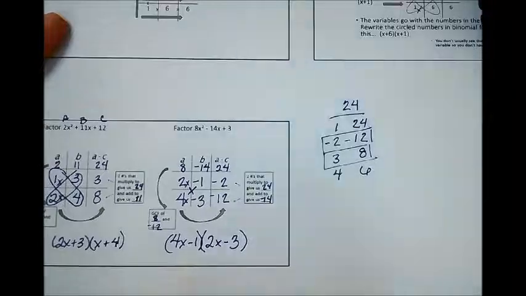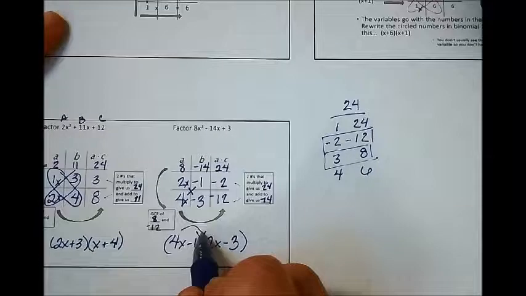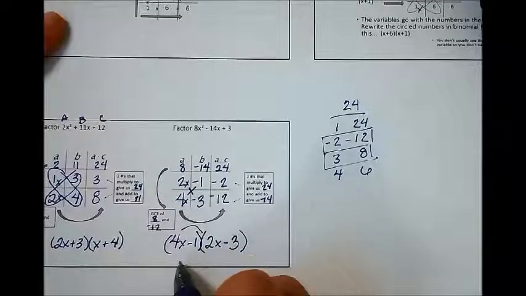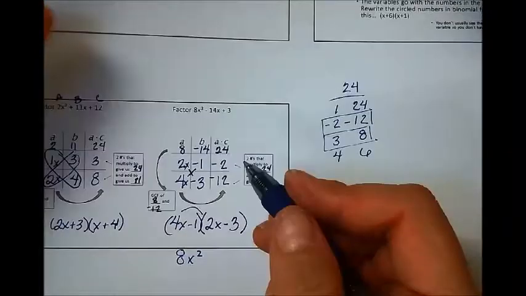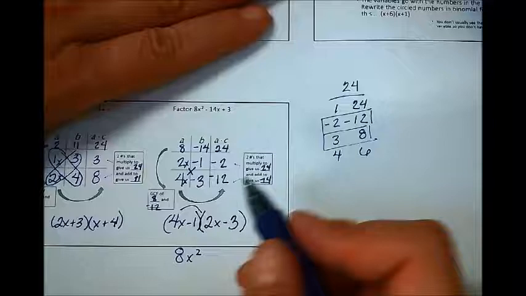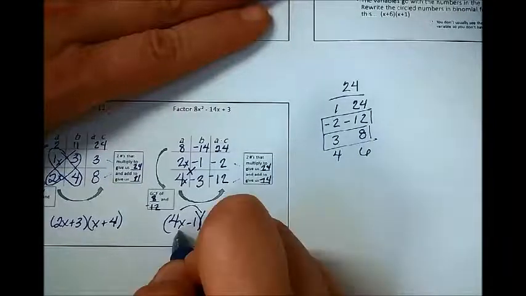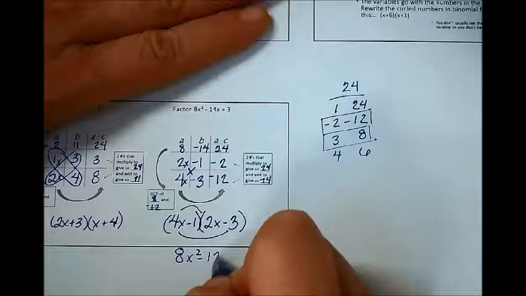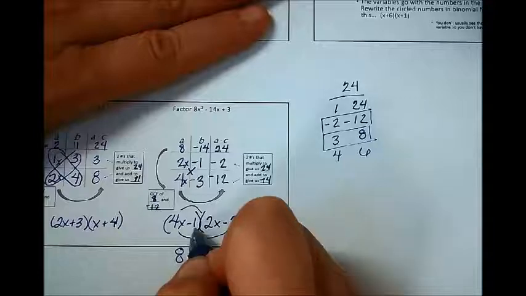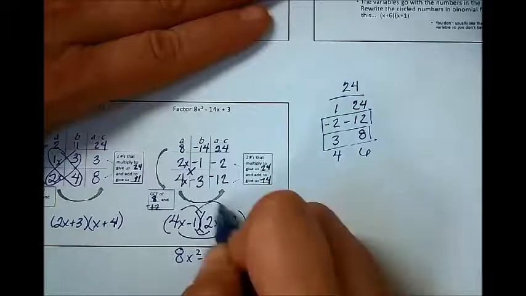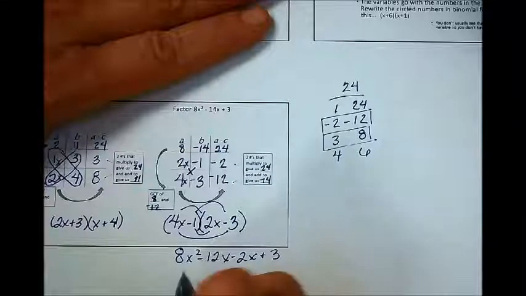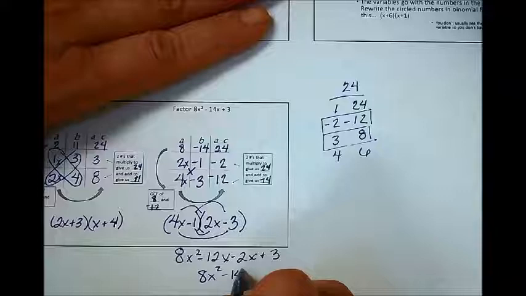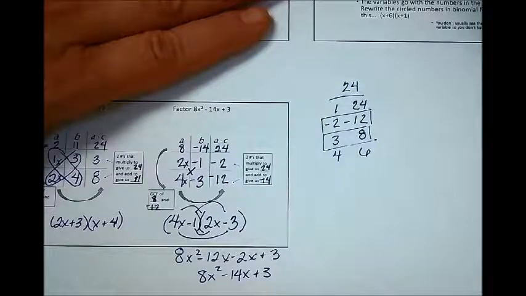If you were to FOIL these back out, you would get 8x squared. Let me move that up so you can see it. 8x squared minus 12x minus 2x plus 3, which would be 8x squared minus 14x plus 3. That's all there is to it.